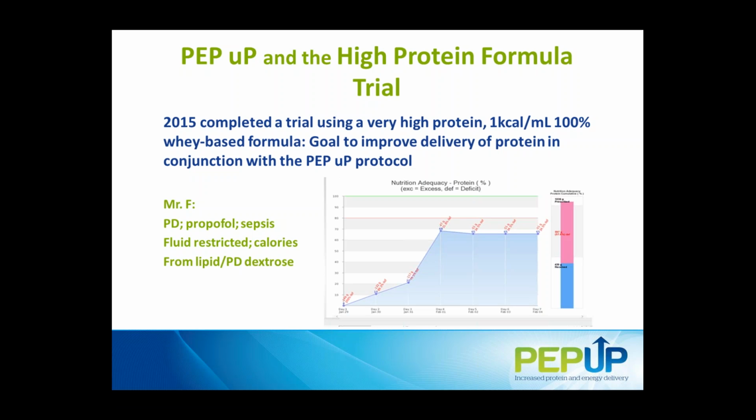I thought I'd throw in an example of one of my most recent hardest to feed patients. This is Mr. F, a peritoneal dialysis patient on propofol. He was septic, he was fluid restricted, getting lots of calories from lipid, but also calories from dextrose. And you can see from the bedside monitoring tool graph that he was woefully underfed in protein.